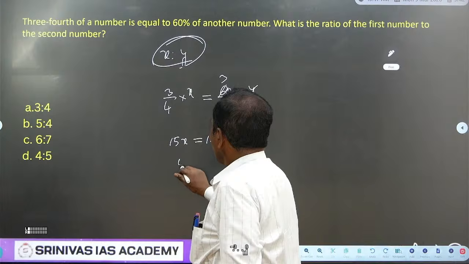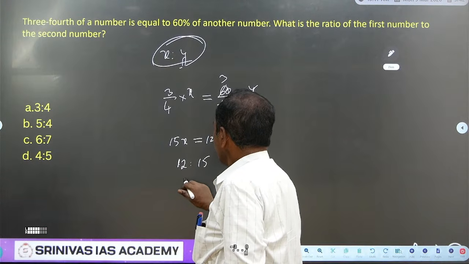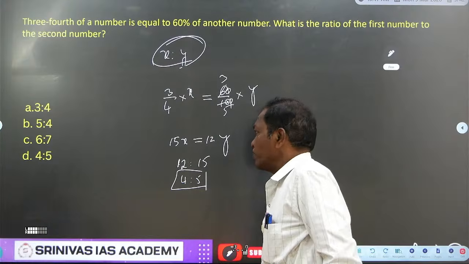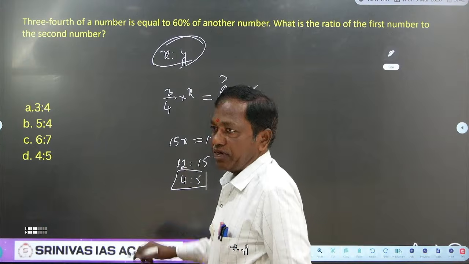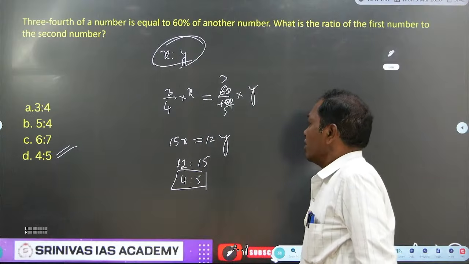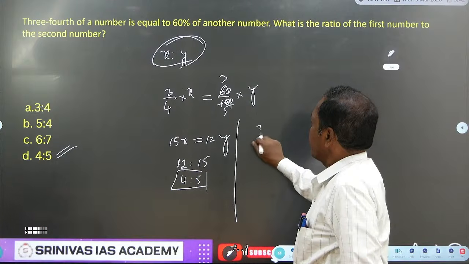Okay, you can shift this number, like, sorry, 12 is to 15. 3 4s are 12, 3 5s are 15. 4 is to 5 is the option. The option is there, 4 is to 5, because shifting will be there, no? That shifting will be there. x by y equals 12 by 15.